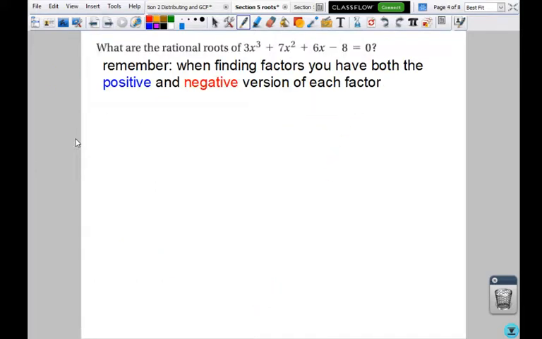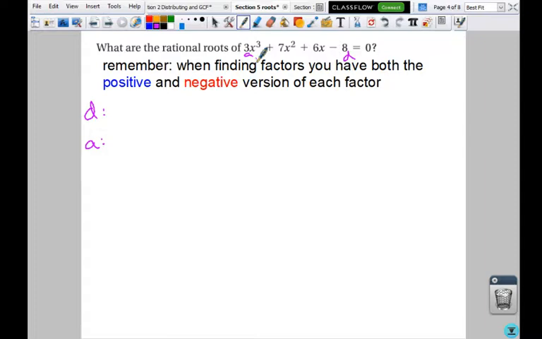Alright, so we're going to practice this again on this next one. We're going to look at 3x to the third plus 7x squared plus 6x minus 8. So, I need to find my things to make my fraction. I need to start by finding my factors of d. Our d is the number on the end. We got d here at the end, and a at the very beginning.